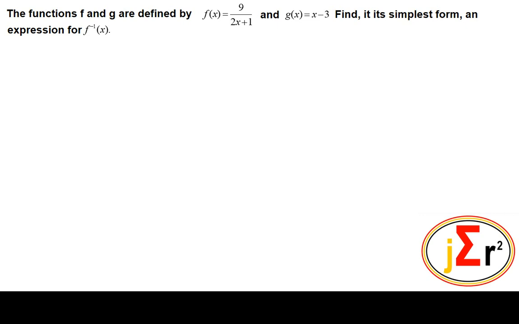The functions f and g are defined by f of x is equal to 9 over 2x plus 1 and g of x is equal to x minus 3. Find in its simplest form an expression for f inverse of x. And that is how it is written, and that is how it is read. F inverse of x. On this occasion, we are not focusing on the function g. The function g will not be involved in this exercise.